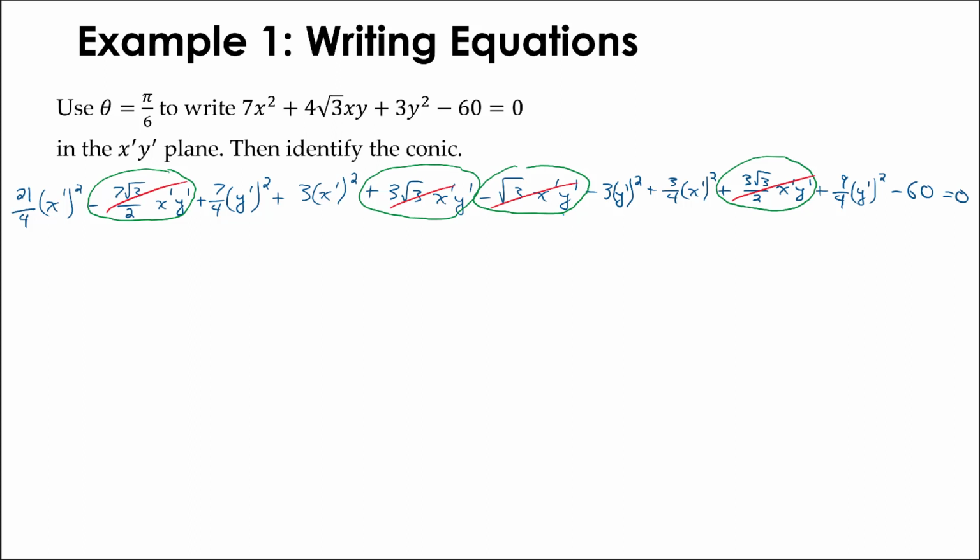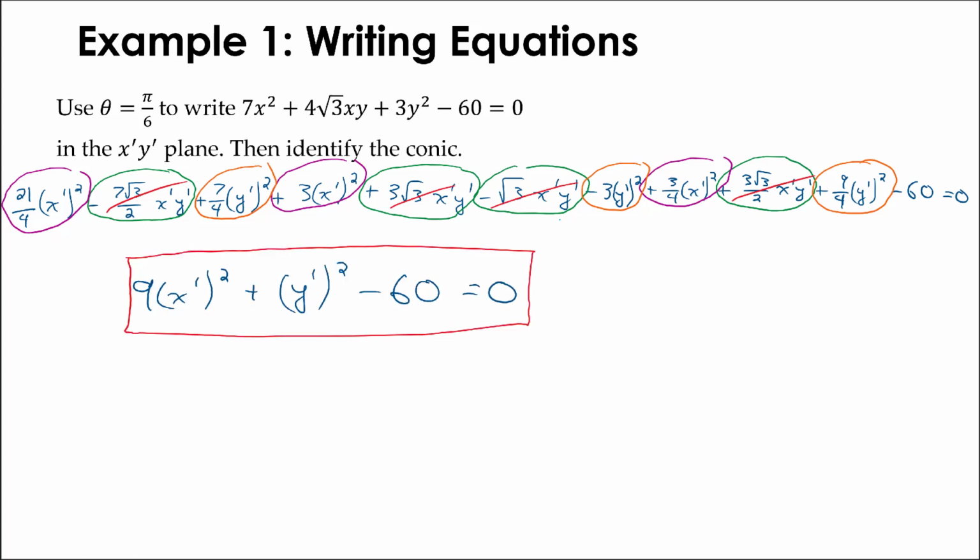Okay, and then we just continue to combine like terms. So I've got my x prime squareds, combine those. I've got my y prime squareds, I can combine those. And I've got this minus 60 over here. That doesn't combine with anything else. Okay, so this is going to be our equation here in the x prime y prime plane.